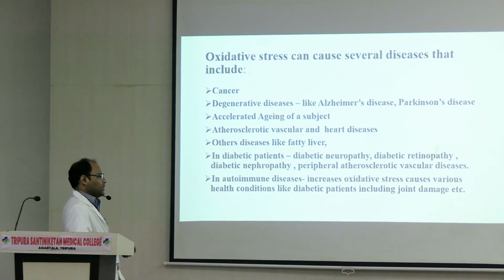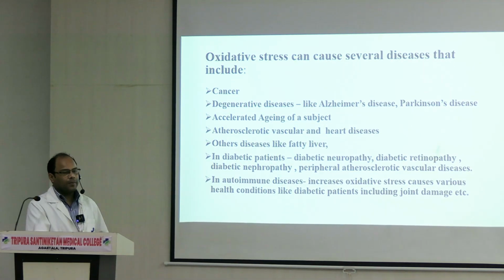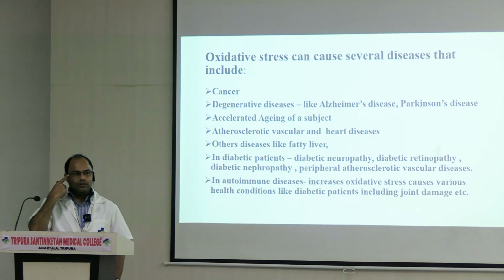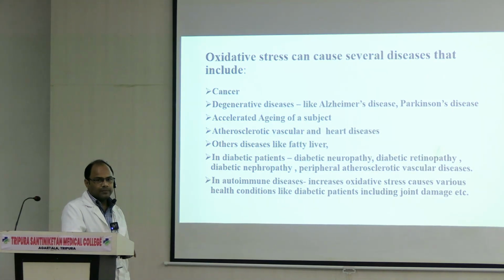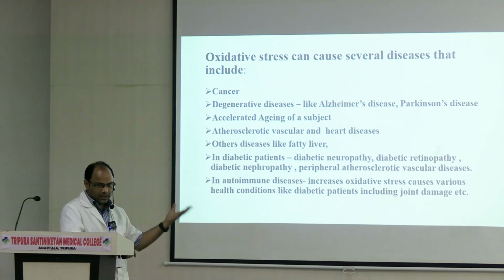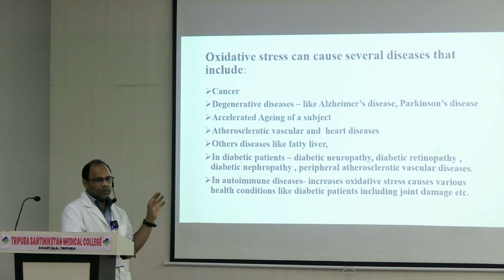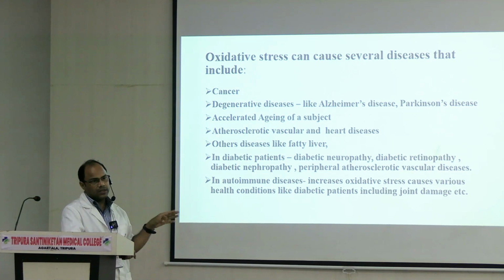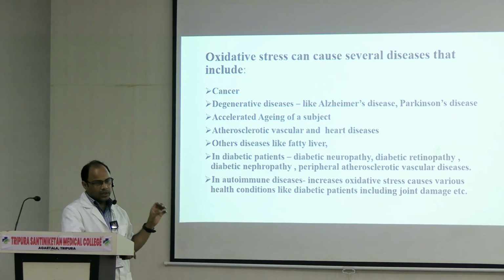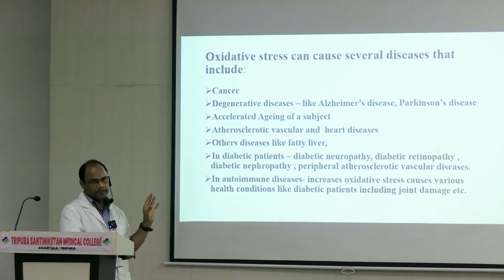Alcoholic liver disease and fatty liver are because of oxidative stress. In diabetes, patients develop diabetic retinopathy, nephropathy, neuropathy. Actually, there are several factors, but among them oxidative stress is also one factor that causes diabetic retinopathy, nephropathy, neuropathy, even vascular diseases.